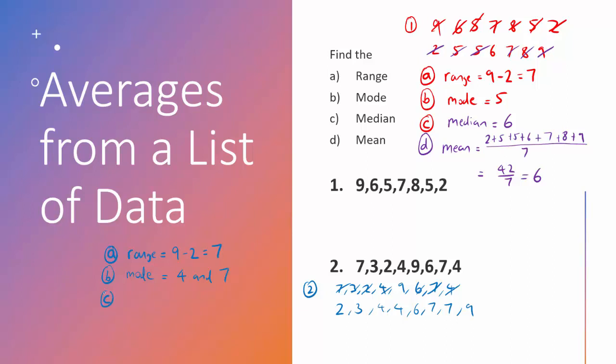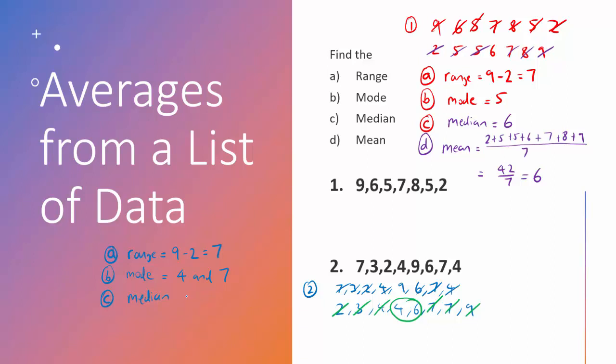Question C, find the median. So the median is the middle value of an ordered set of data. So let's cross these off. So take one off, the beginning and the end, the beginning and the end, the beginning and the end. Now, if I take off one more, then I'll be left with nothing. So I've actually got 2 numbers in the middle.